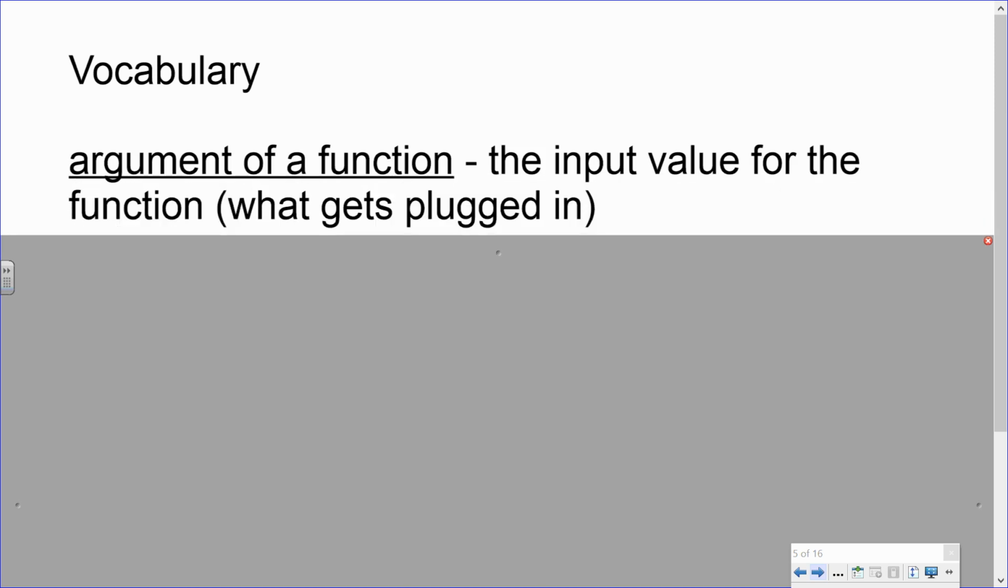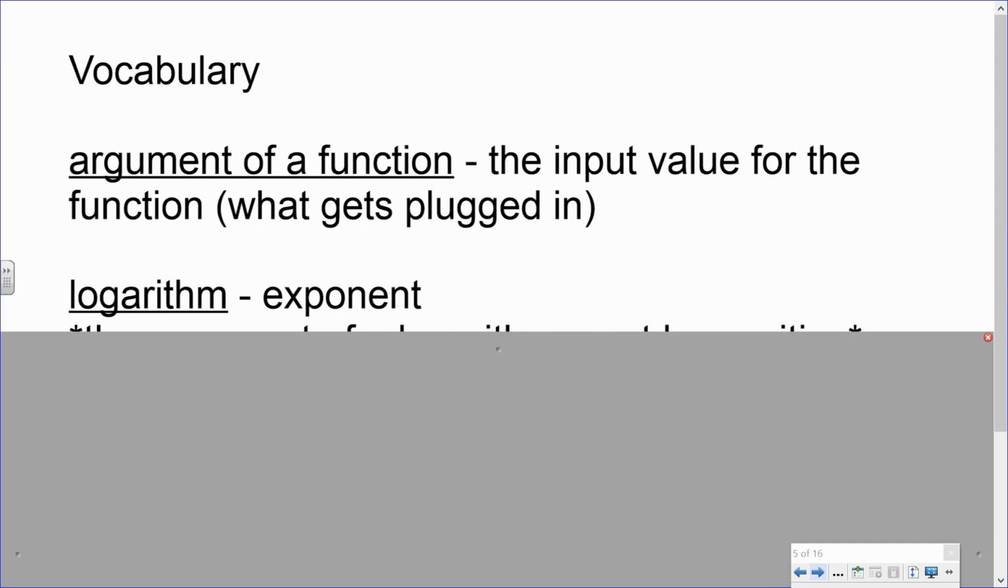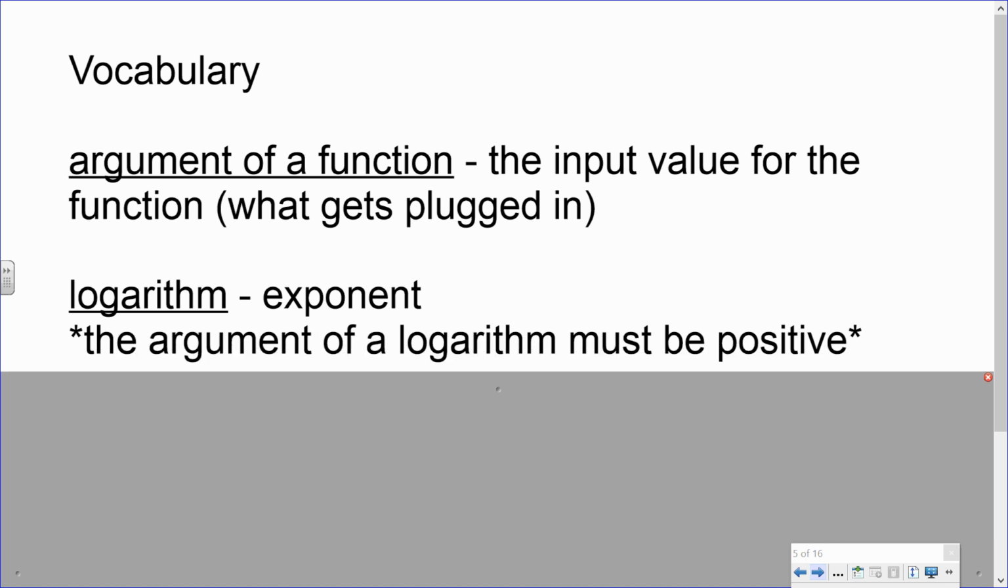Remember, an argument is the input value. It's whatever we plug in. That's going to come into play as we talk about what inverse functions do to each other. I also want you to remember that logarithms are exponents. So when we derive our properties for logs, we're going to do that by thinking about how our exponent properties work. We also need to remember that when we have logarithms, the base and the argument have to be positive, especially the argument. We're going to have to be checking that as we're solving some logarithmic equations.